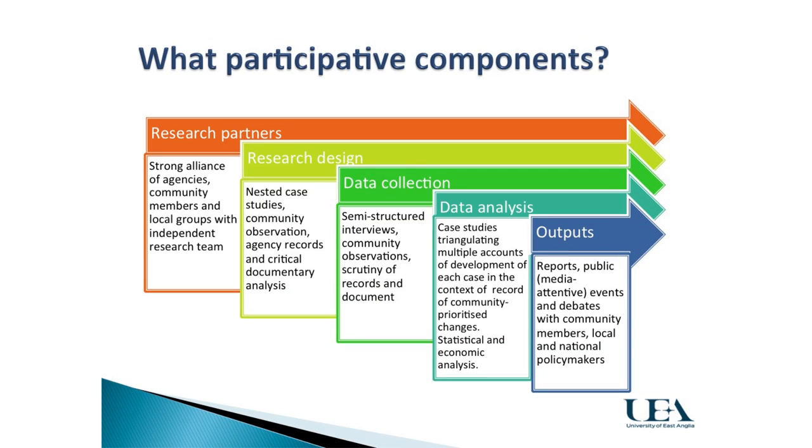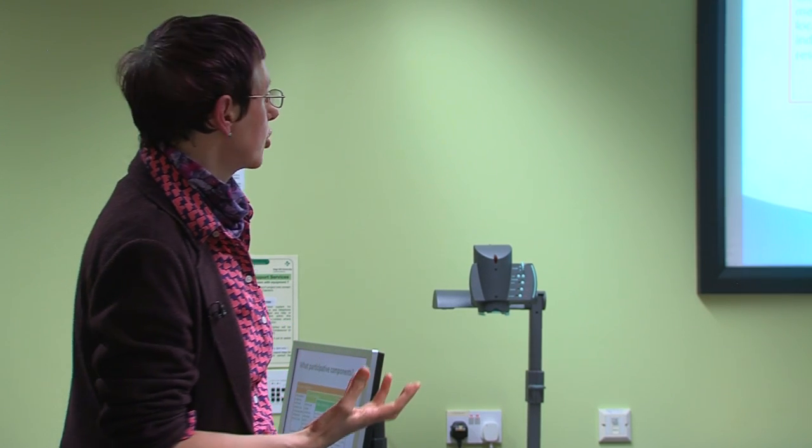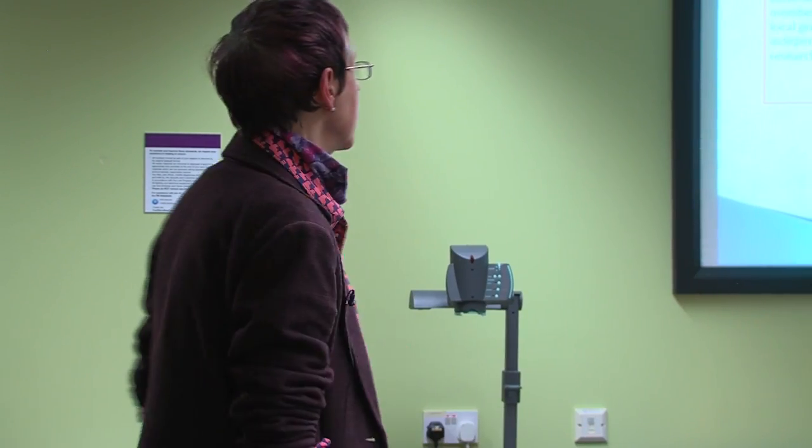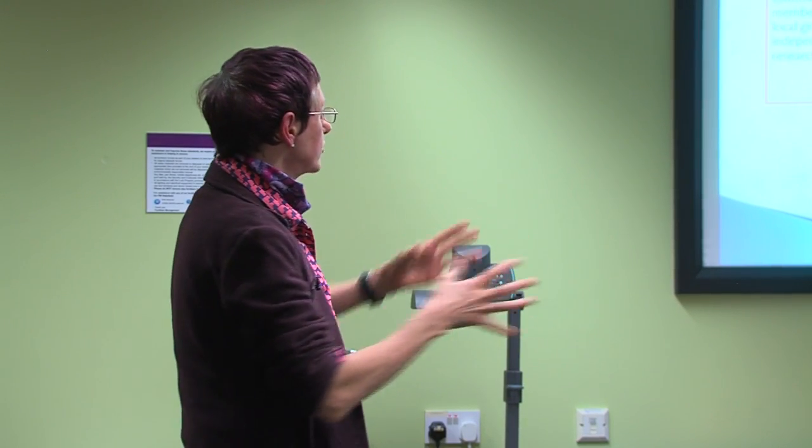So, what were the participative components here? Again, we had the ingredients for a strong alliance of agencies, community members, and local groups with the independent research team. We also had some very rich materials available to us through the case studies, community observation, agency records, and a critical documentary analysis: what had led up to this, what the strategy consisted of, how it was recorded, how it appeared in the media. We carried out, again, a range of different kinds of data collection and data analysis, in which by focusing on case studies, we were able to triangulate multiple accounts of the development of each case in the context of a record of community prioritised changes.